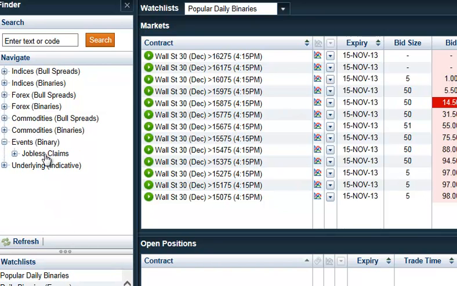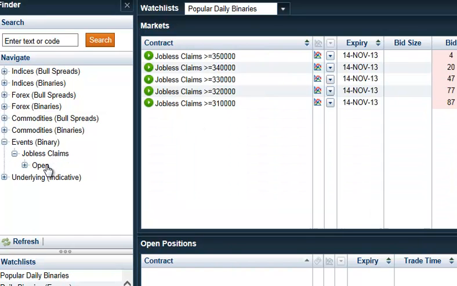And they have binaries for the jobless claims. So if you think of the jobless claims number or the non-farm payroll, they have that on there sometimes as well. They have different contracts that you can do here for different particular events.